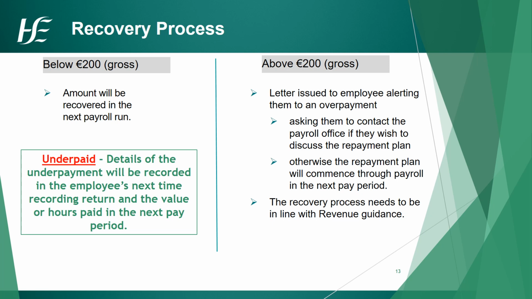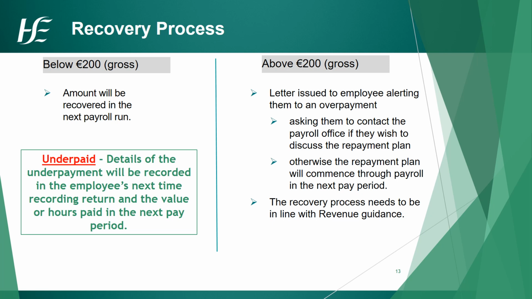The recovery process needs to be in line with revenue guidance. Where the overpayment is more than €200, the number of pay periods allowed for recovery must not exceed the same number of pay periods in which the overpayment occurred, and any changes in future income shall be considered in negotiating a repayment schedule. If the repayment schedule is too difficult, a revised schedule can be negotiated.